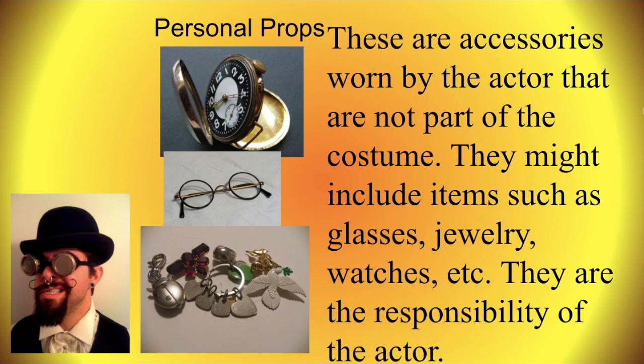Personal props. These are accessories worn by the actor that are not a part of their costume. They might include items such as glasses, jewelry, a watch, and they are the responsibility of the actor. They're in charge of keeping up with these things. So if it's a small accessory that is worn, maybe like an earring or jewelry or pocket watch or goggles or glasses for your character, these are going to be the responsibility of the actor to keep up with and wear them and put them back.